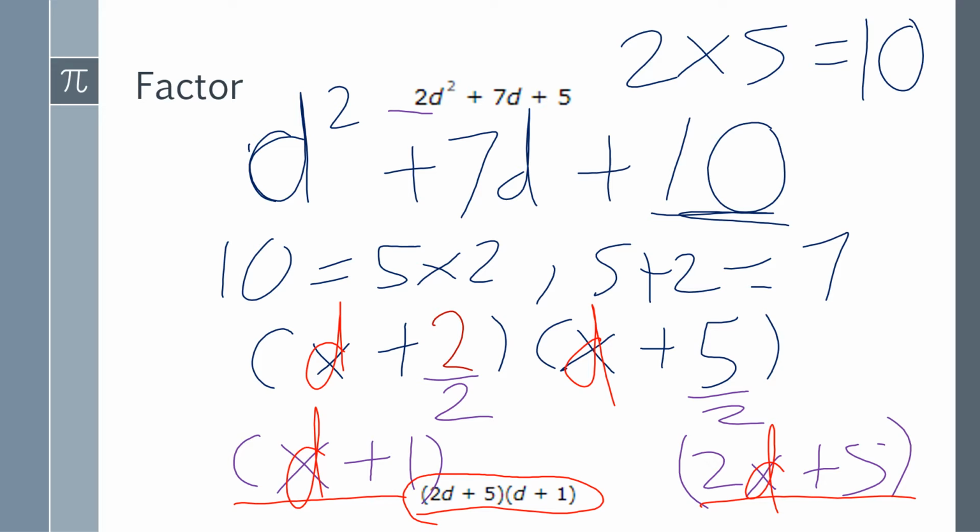So keep in mind, guys, as you're working these problems, I know we always want to think of x, but wherever the variable is, you got to keep that variable. All right?